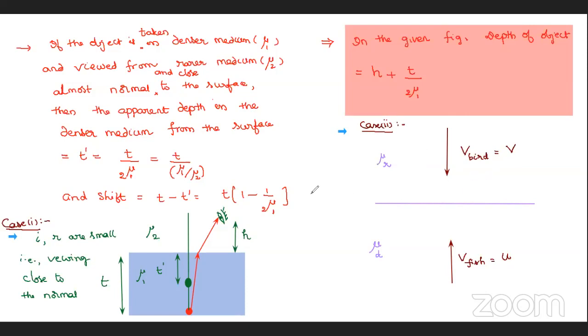Okay, if I ask in this question, what is the relative velocity of fish with respect to bird? Generally, if it is a question in motion in a straight line, I say the answer is v plus u. Correct?